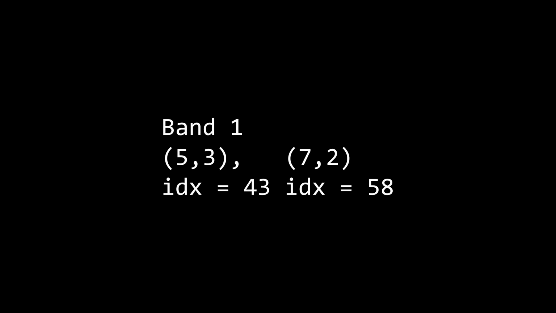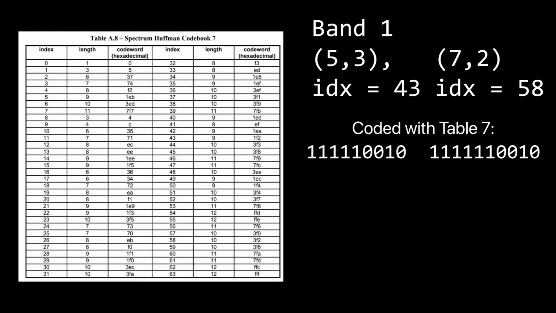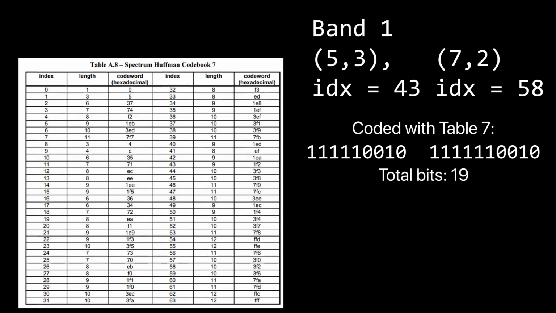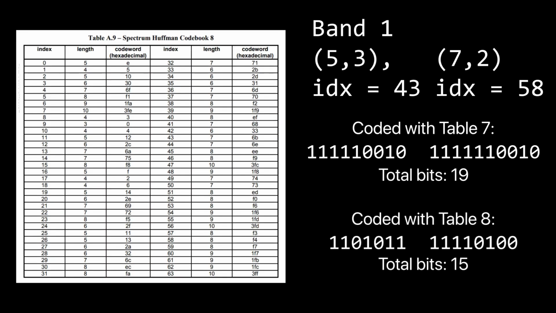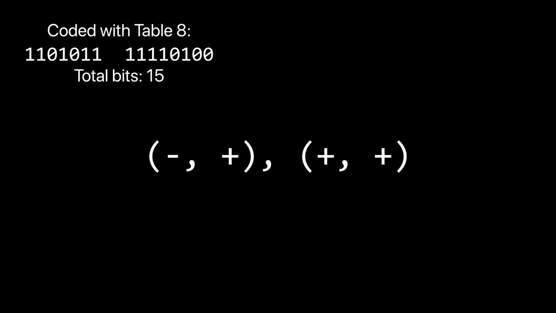Now that we have an index for each group, we will use the codebook to find the code using the same method as before. Add up all the codes and determine the total bit length. Do this for both codebooks. Finally, keep the code with the least bits. Then encode the sign bits. For each coefficient, encode a 0 if it's positive, and a 1 if it's negative, and nothing if it's 0.